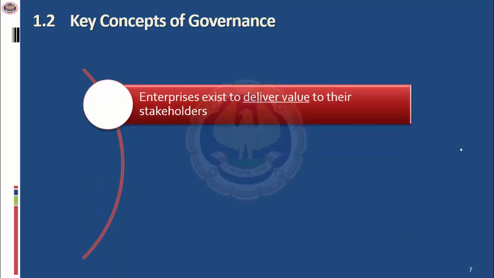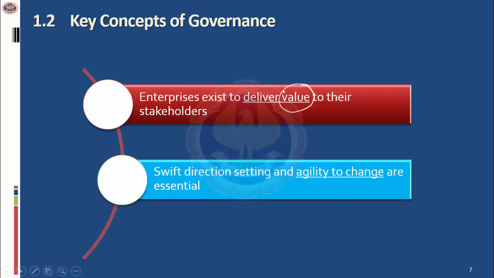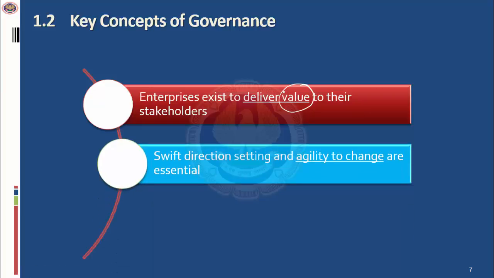With this background, let's understand what the key concepts of governance are. Enterprises exist to deliver value to the stakeholders. Remember, the key word here is value. When you look at governance, we're looking at deploying information technology to achieve the enterprise objectives. And what are the enterprise objectives? Fundamentally, it's about value.